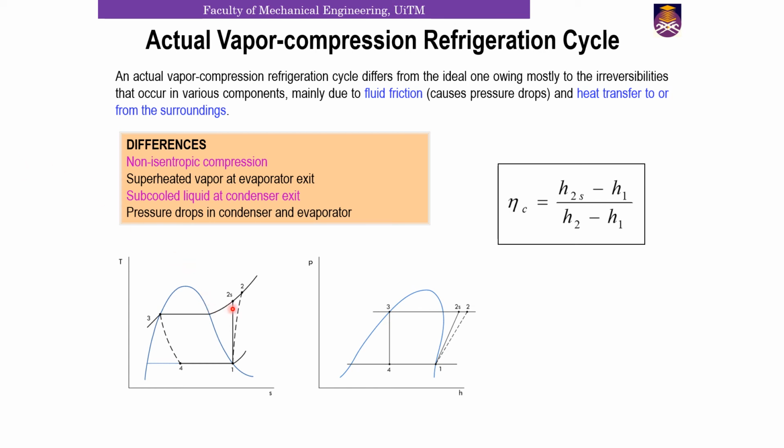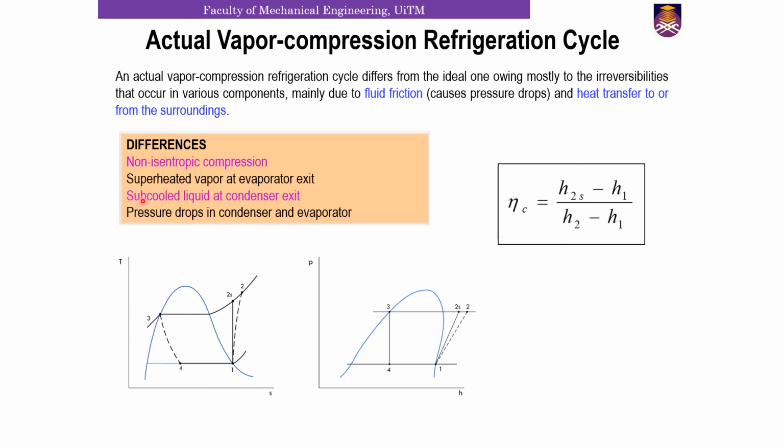As a result of that, your compression process from 1 to 2 might deviate from the isentropic line here, right? So there will be some differences. You will have non-isentropic compression, as compared to isentropic compression here. You will have superheated vapor at the evaporator exit. That is true for both the isentropic and non-isentropic.